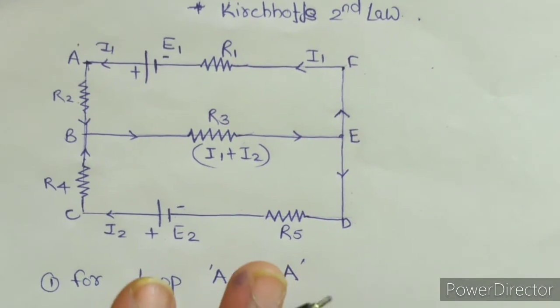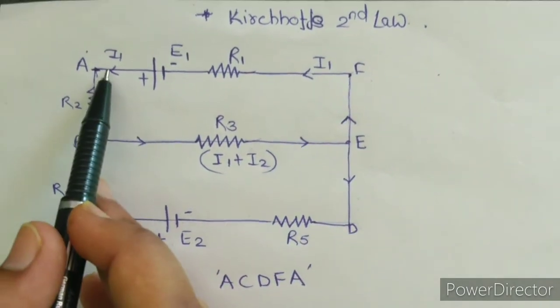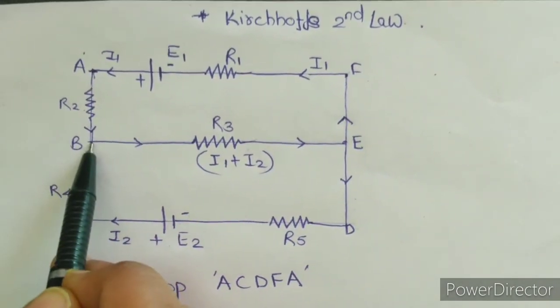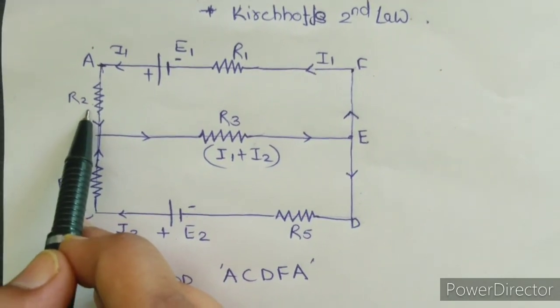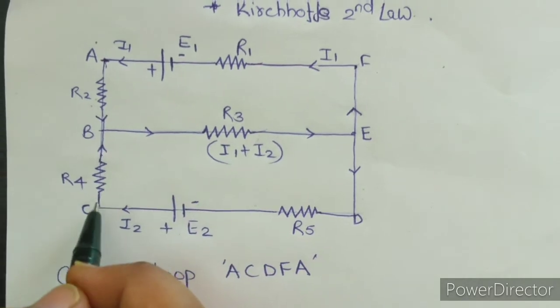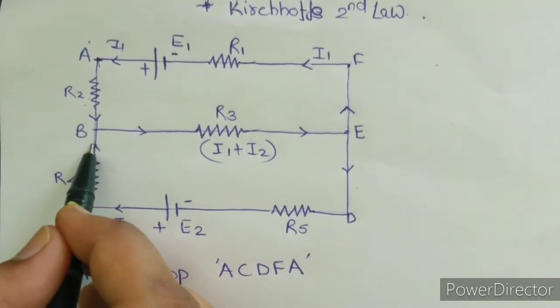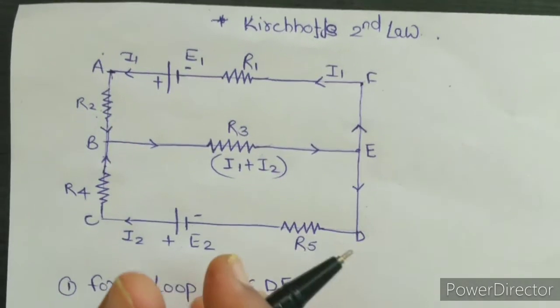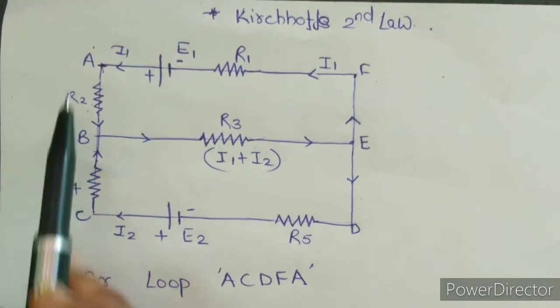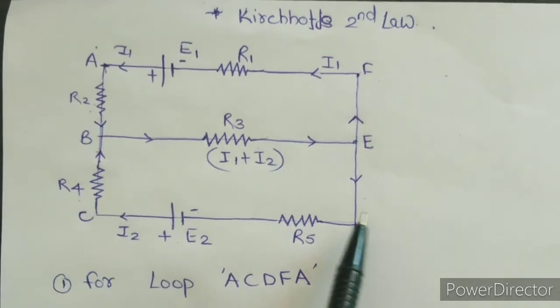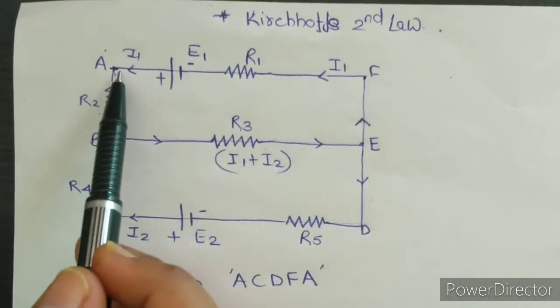Then what is the second sign convention? That if we traverse across a resistance in the direction of the current, then it would be considered as negative. And if we traverse opposite to the current, then it would be considered as positive. Now let's consider a loop from A, C, D, F, A.